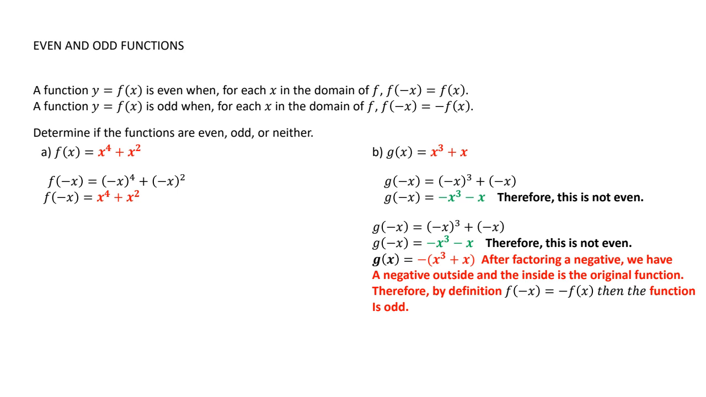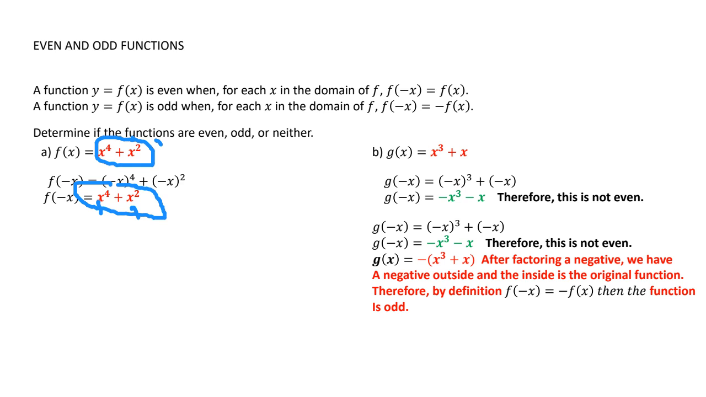We have x to the fourth plus x squared, right? Because negative x to the fourth power will give us x to the fourth, and negative x to the squared power will give us back x squared. In other words, a negative to an even power will be the same. Every time you raise a negative to an even power, you're going to get the original. So if you notice here, guys, we have the original, right? That means the function is even. So A will be even.